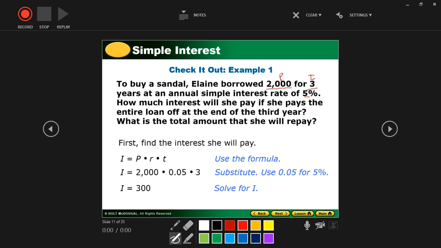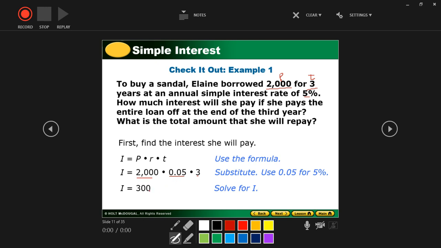So, same gihapon na formula ato gamiton, no? I equals P times R times T. I is unknown, so copy lang. Si P nato, ang kwarta na tag-utang. Again, si principal amount, kwarta na tag-utang or tag-invest, no? That is 2,000 pesos. Si R nato, that is the rate of interest, 5%. Converted to decimals, that is 0.05. Ang time nato, that is 3 years.